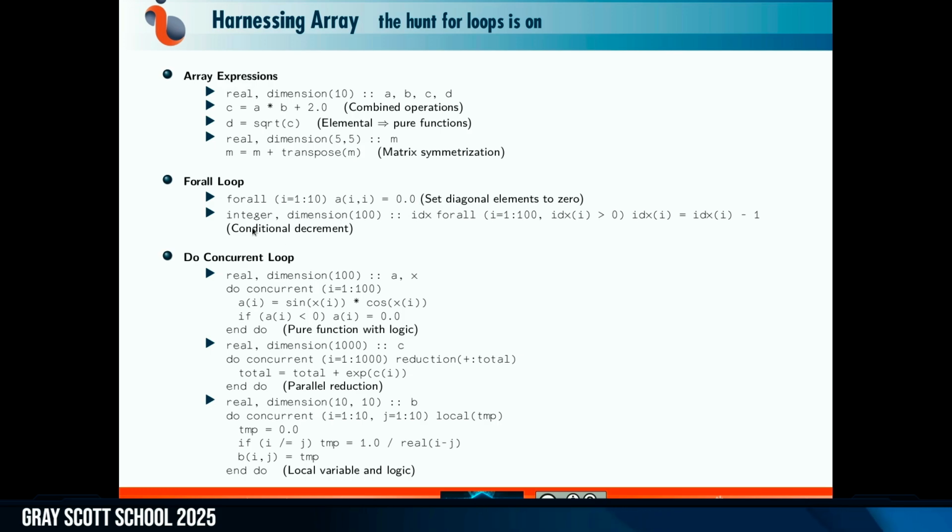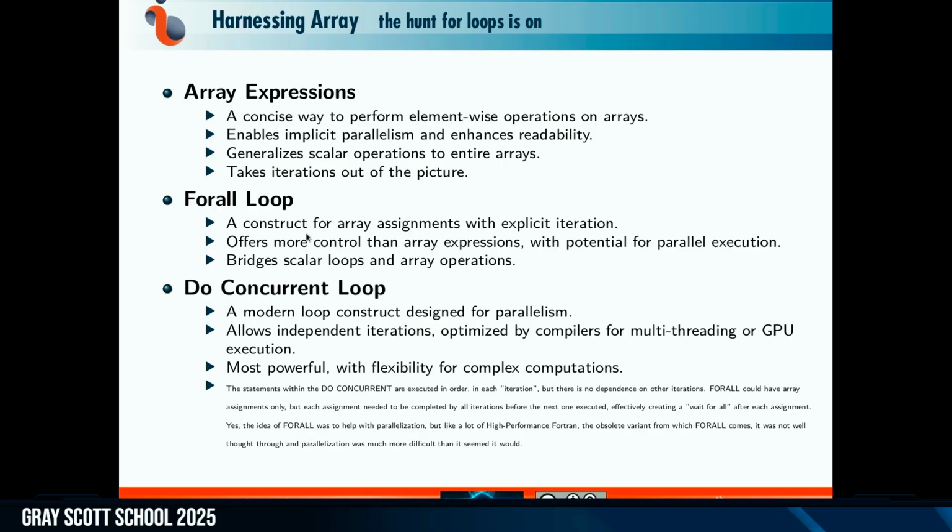What you can also do in do concurrent is have some mask, some Boolean condition on top of the list of indices that you want to take into account. So for all the indices from 1 to 100, apply this formula only when the initial value is positive. So it's kind of a conditional decrement.